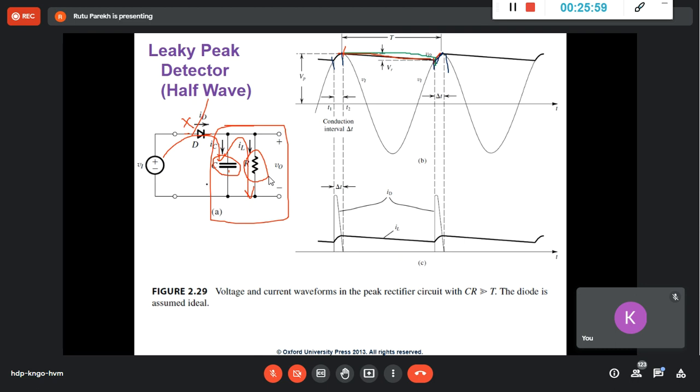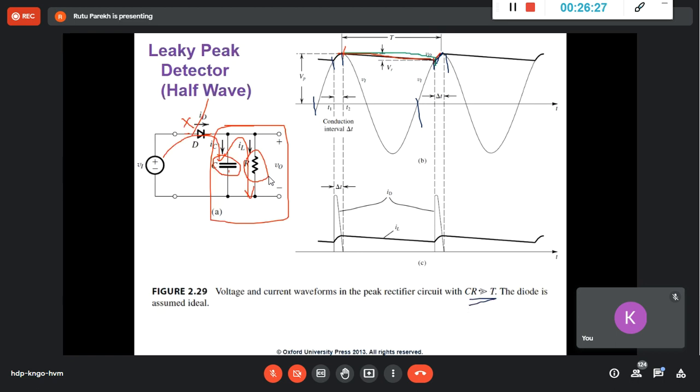And now, very important, you should know that this is the time period of your wave, right? From here to here is T, capital T, one sine wave, a full circle, right? So 360. So this is time T. Okay, so what we want is pure DC, a pure straight line. That is only possible if this RC is much, much greater than T.